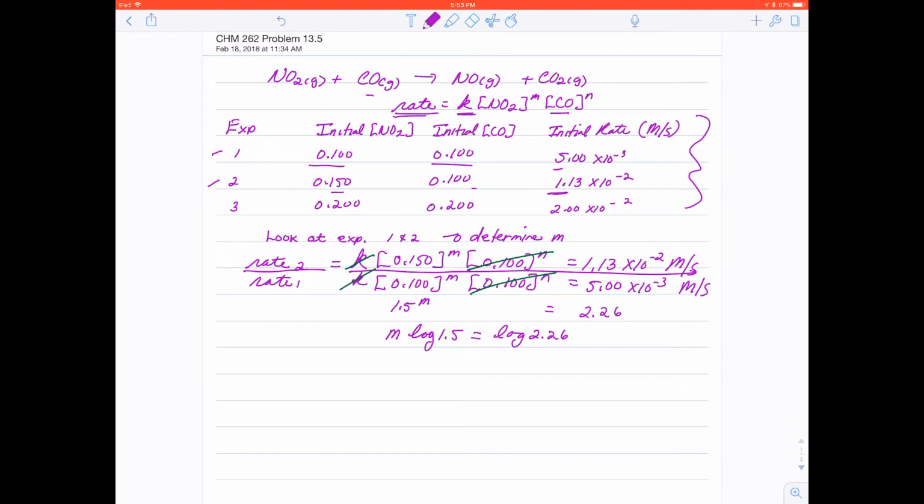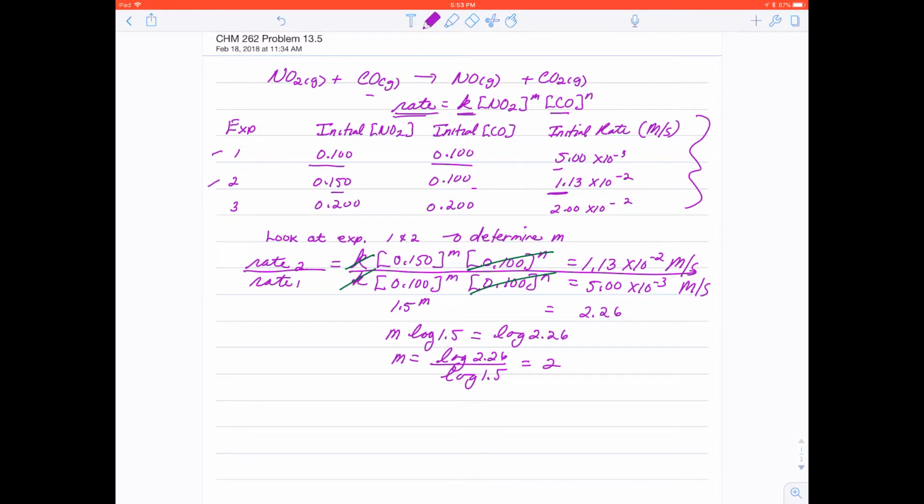and what we end up with is, I'll go ahead and solve for m, log of 2.26 divided by log of 1.5, and we end up with m equal to 2. So we're second order with respect to nitrogen dioxide.